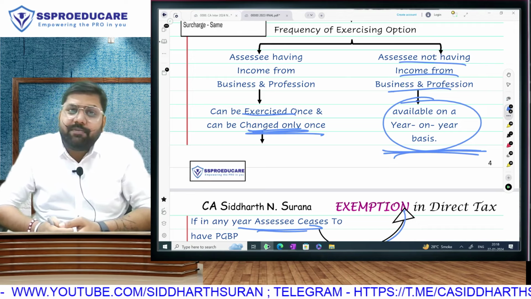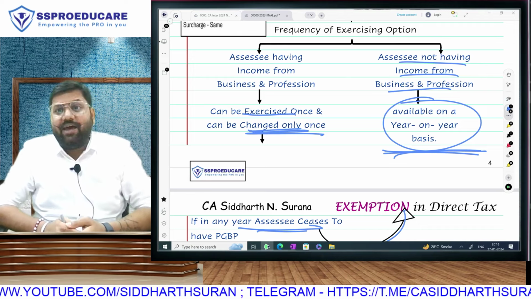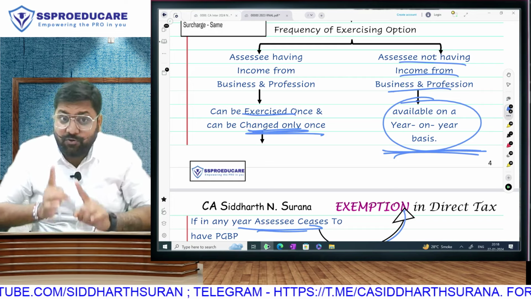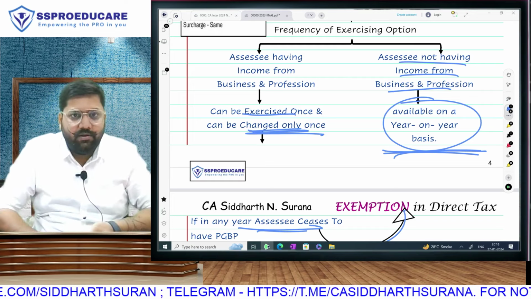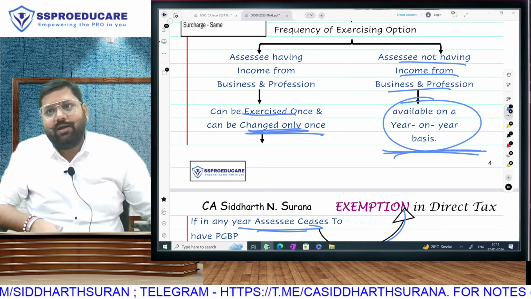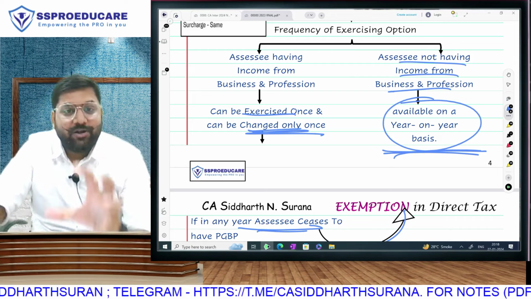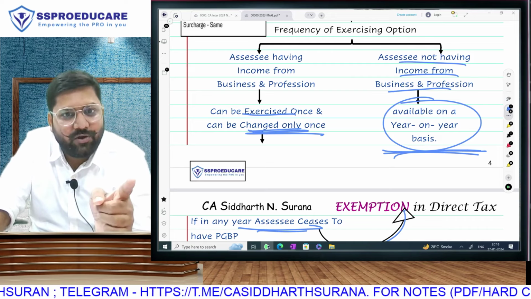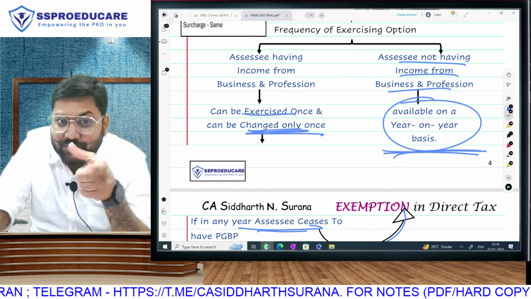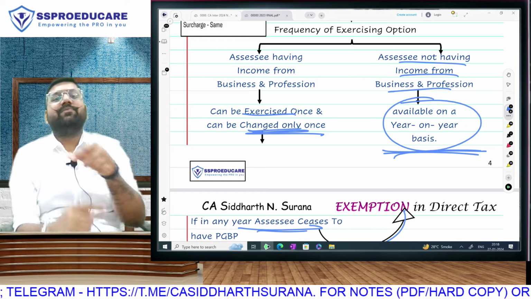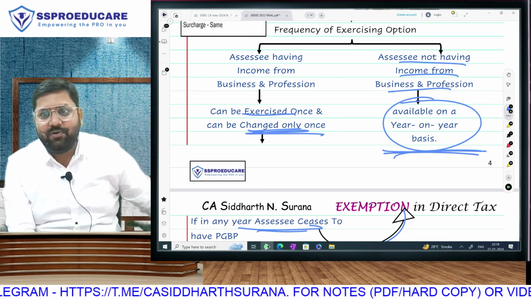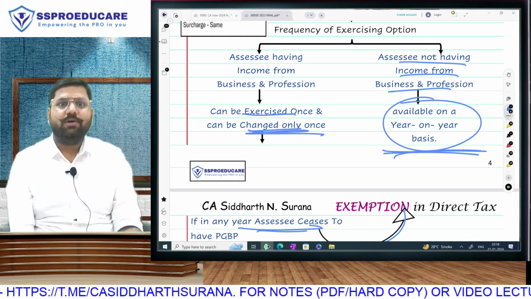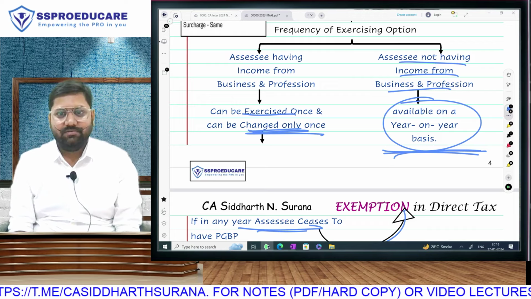Those who don't have PGBP can change every year. Those who have PGBP can go from new to old. Default is new now, so we will say go from new to old, come back from old to new, but not allowed again. Last year the default was old, so go from old to new, come from new to old. Then the second time you are not going to be allowed. So the process is the same, but it is a mirror image. By default in new, go from new to old. Not comfortable, come back to new, but the second time you will not be allowed.